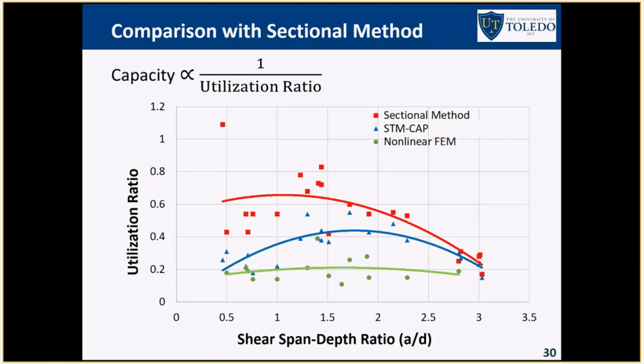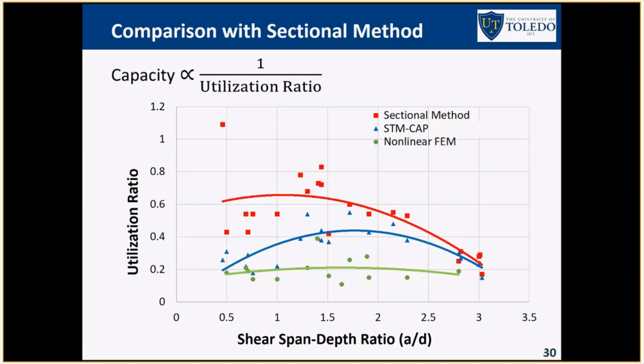This is not generalized. This is the database that we looked at. On the other hand, if you look at the sectional method, which is the red one, they are converging at around a span to depth ratio of 3. So I would assume that if larger than 3, the sectional method would be very good. But if the beam gets deeper and deeper, the discrepancy will be bigger and bigger. So in this case, you are going to get 3 times more capacity when using the nonlinear method.